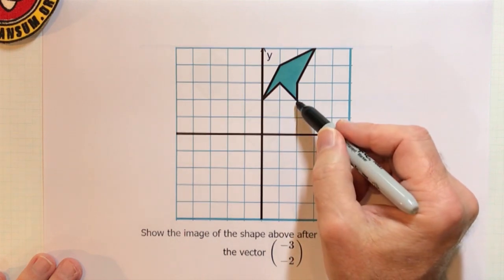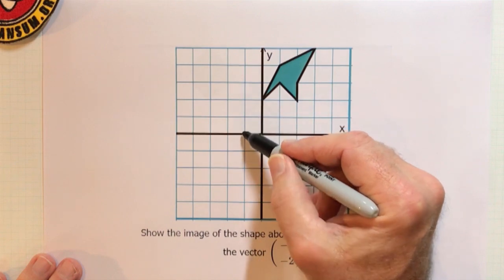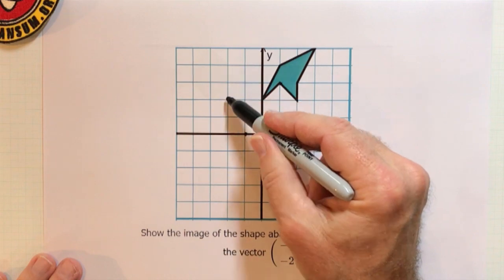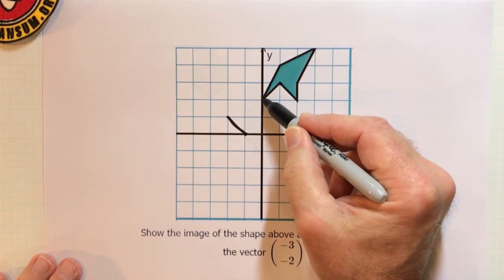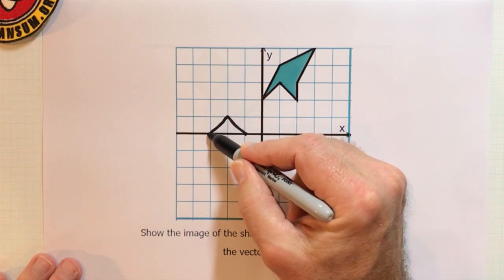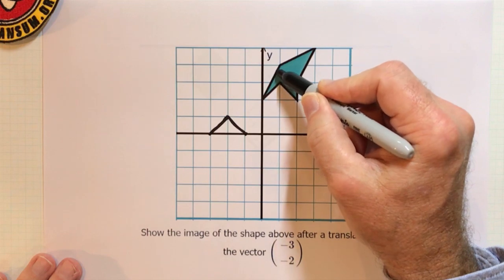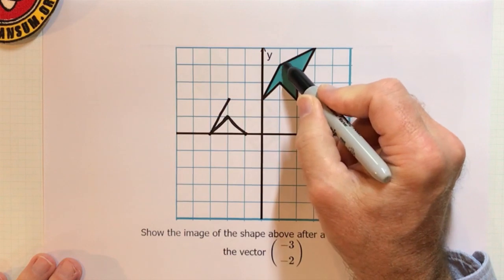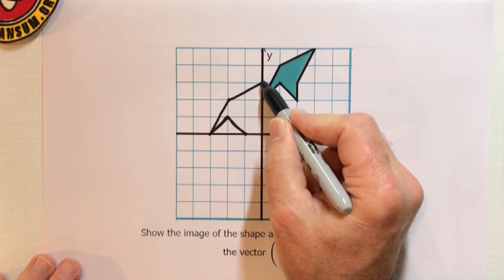So let's start at the bottom here. 3 to the left, 1, 2, 3, and 2 down, 1, 2. Then this point here, 1, 2, 3, 1, 2. Then this point here, 1, 2, 3, 1, 2. So that's the bottom of the shape there. And then I can see this one slopes up with a gradient of 2. So I could just draw that in. And I could see this one slopes up with a gradient of 1/2. So I could just draw this one in here.